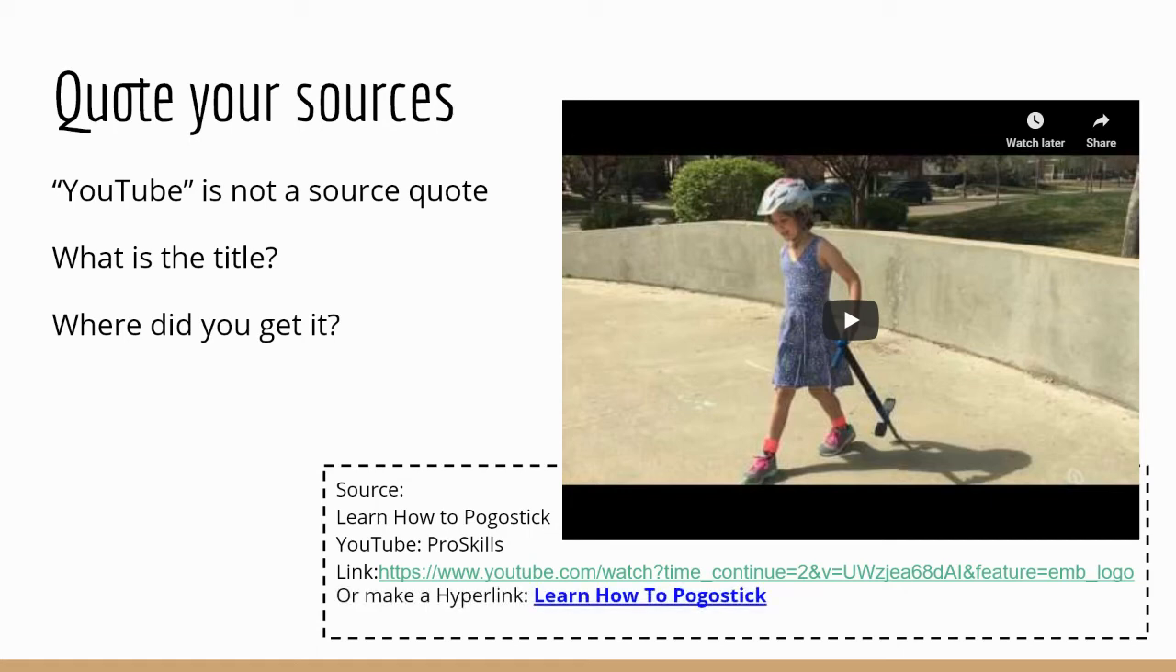Or you can do a hyperlink. I got an instructional video out there that you can do a hyperlink, really easy to do. You just put text on there, highlight the text, and then you put Control K, and then you paste your link on there into that window, and then that becomes your link to the video. So quote your sources.